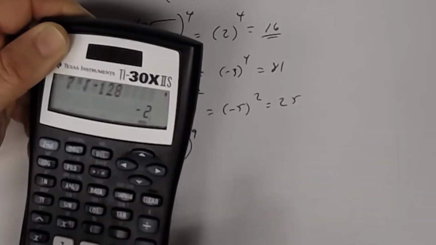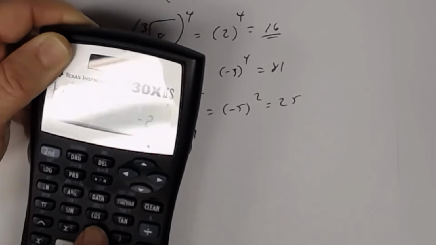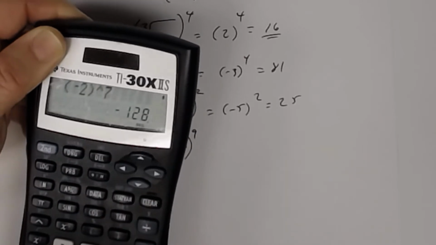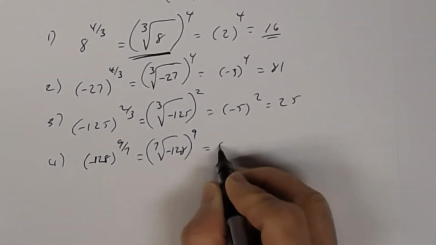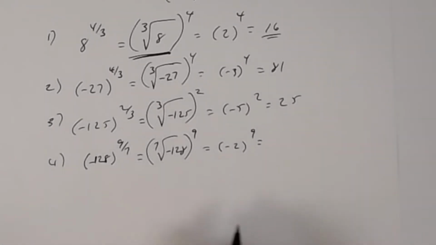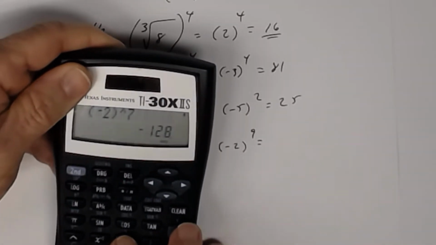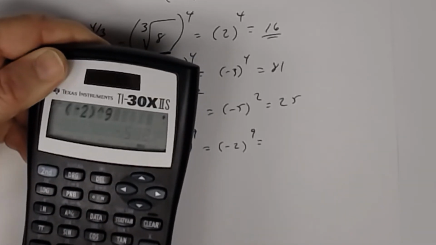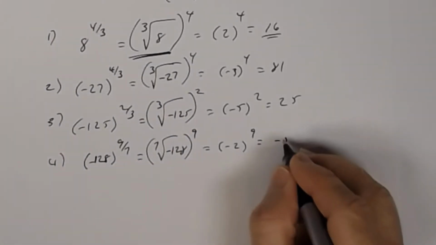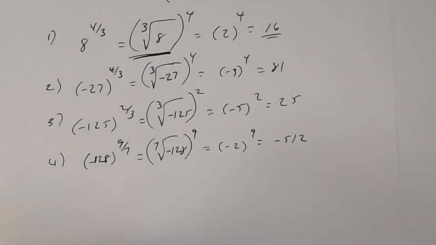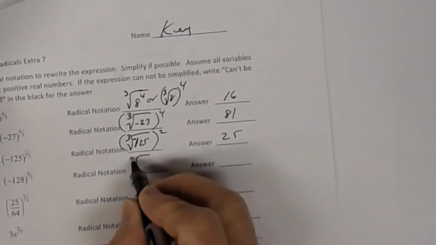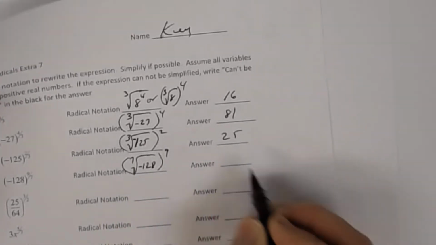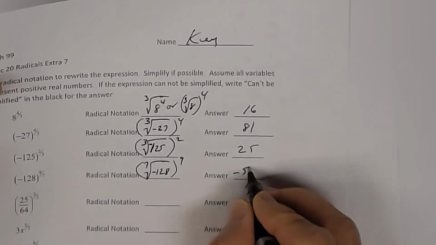And it kind of makes sense. Let's try this. Negative 2 in parentheses, make sure you put parentheses, raised to the 7th power gives us negative 128. So that's negative 2. And negative 2 to the 9th power, now use your calculator with that, gives us negative 512. So in number 4, we have the 7th root of negative 128 to the 9th power, and we got that to be negative 512.